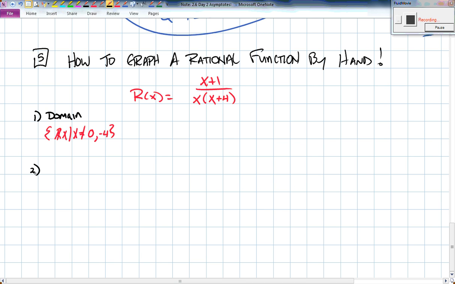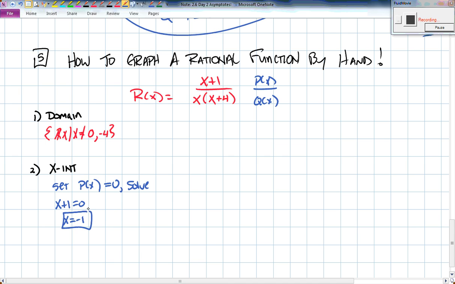Okay. Step done. Number 2. We are going to find the x-intercept. Now, how do you find the x-intercept? Yeah, you set the numerator equal to 0. So we're going to set p of x, right? Because after all, the top part represents p of x. The bottom part represents q of x. The definition. Equal to 0, and then we're going to solve. So, here we go. x plus 1 equals 0. That's easy. x equals negative 1. Awesome. Step 2 done.